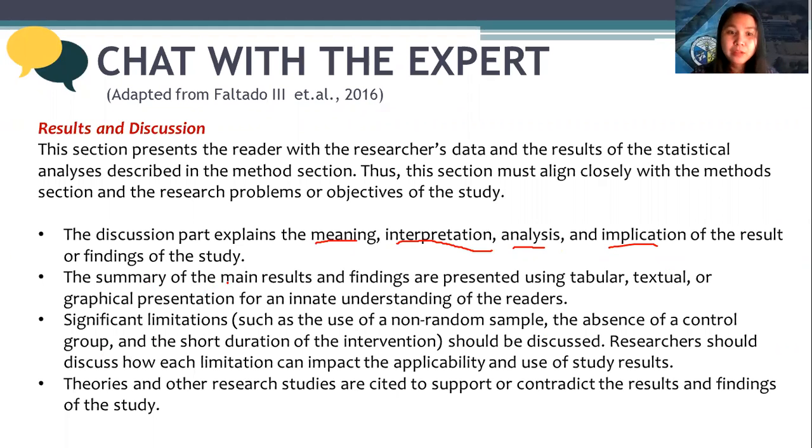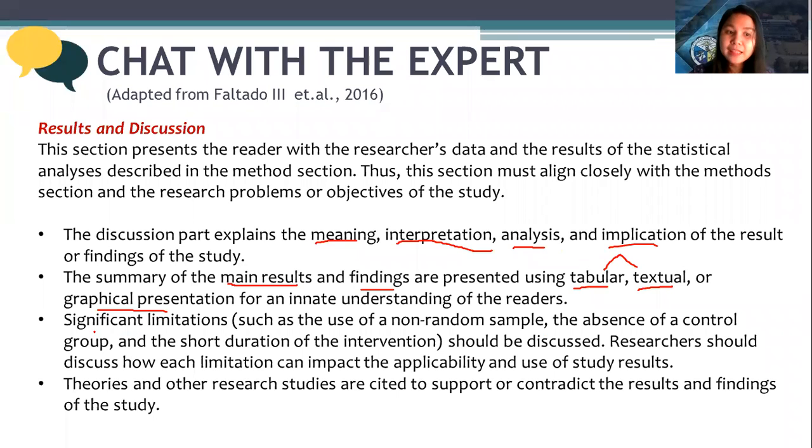Then, what else can be found? The main results and the findings. How can you present your results? It can be tabular, a table, or textual. This must really go together. A paragraph or a graphical presentation.